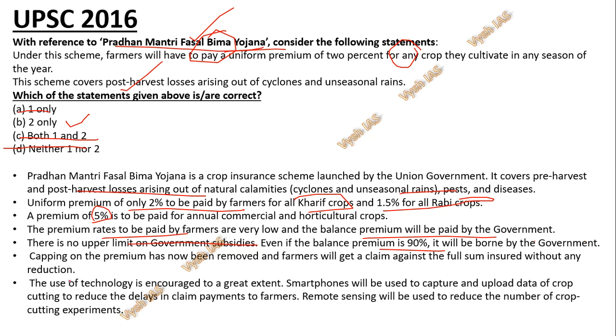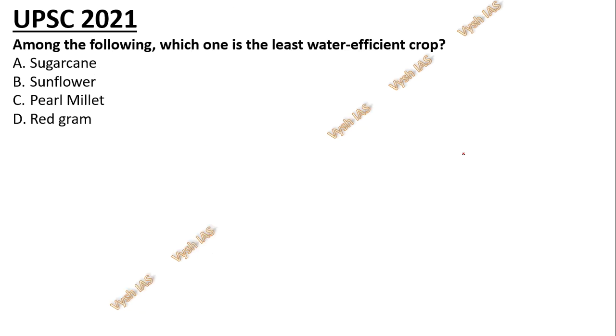Okay, so now the use of technology is encouraged to a great extent. Smartphones will be used to capture and upload data of the crop and all these things. The delay in claims, everything, as I told, is digitized, and so it is even more transparent. Okay, so nobody can fool them, or the moneylenders and all misuse the facilities which they have. Now people cannot be fooled. Okay, everything is digital and everything is directly dealt with by the government. So this is question number 1.